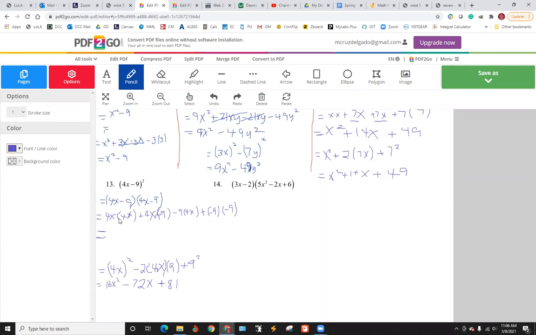All right, so 4 times 4 is 16. x times x is x squared. And then on the middle one, it's going to be positive 4 times negative 9. So that's negative 36x. This is the same thing. Negative 9 times 4 is negative 36x. And then it's negative times negative, which is positive 81.